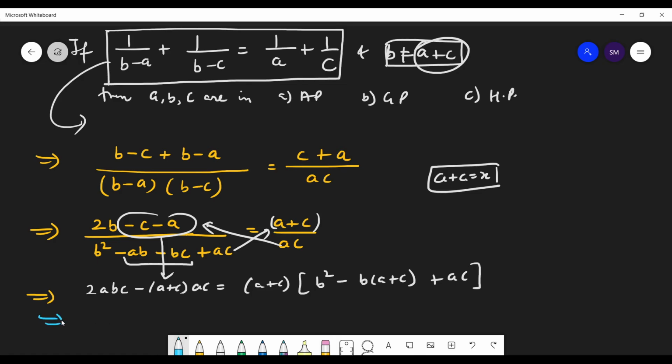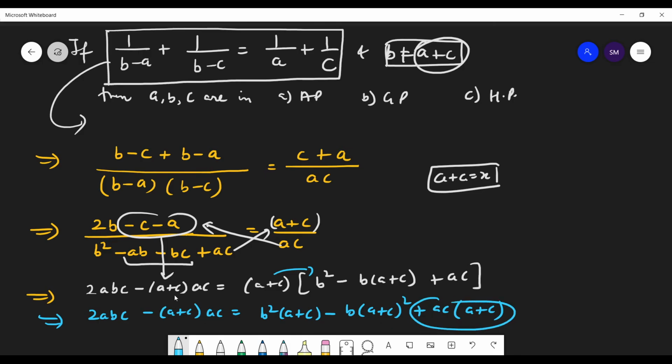So what do you get here? 2abc minus a plus c into ac. So multiply this with, so b square into a plus c minus b into a plus c whole square plus ac into a plus c. So you can see here you have ac plus a plus c. Here also you have ac plus a.